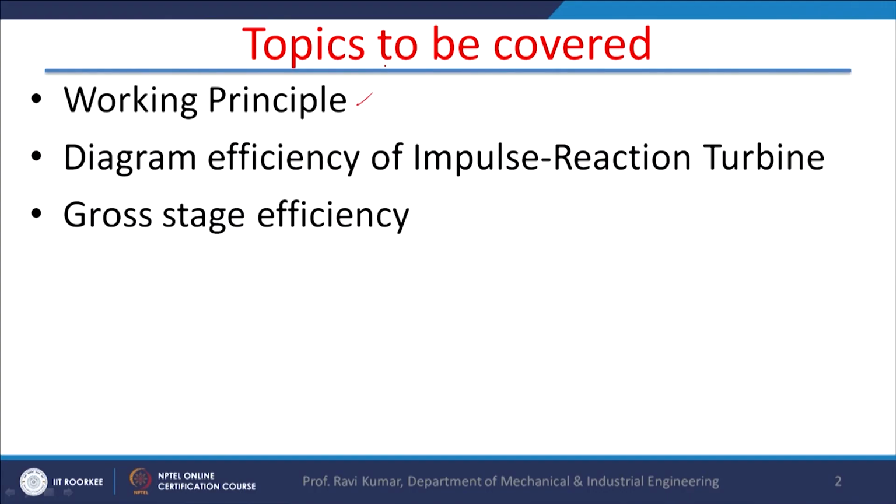Today we will discuss impulse reaction steam turbines. Impulse reaction steam turbines are normally used nowadays in many steam power plants due to their inherent advantage over the pure impulse turbine. So, today the topics to be covered are the working principle of impulse reaction turbine, the velocity diagram and the efficiency of impulse reaction turbine, and the gross stage efficiency of impulse reaction turbine.